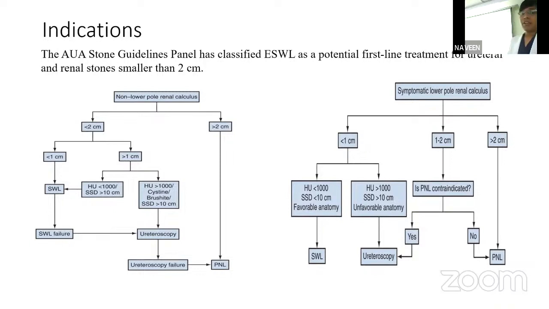If there is a lower pole calculus less than 1 centimeter, HU value less than 1,000, skin-to-stone distance less than 10 centimeter, favorable anatomy, and no obstruction distal to the stone, then we can directly go for shock wave lithotripsy. If there is no obstruction distal to the stone, it is a favorable anatomy. The lower pole calyx should be less than 3 centimeter long, less than 5 mm in breadth, and have more than a 70-degree angle.